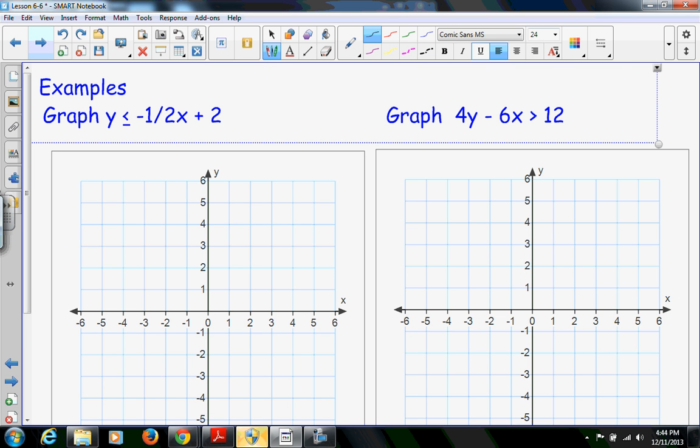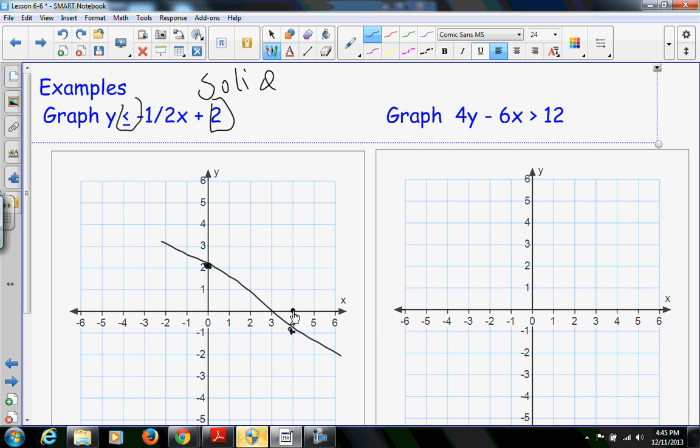All right. So I have one in y equals mx plus b form. So I'm going to go through and graph it normal. Notice my line is going to be solid. And I'm going to start at 2. And I'm going to go down 1, right 2, down 1, right 2, and I'm going to graph a solid line.